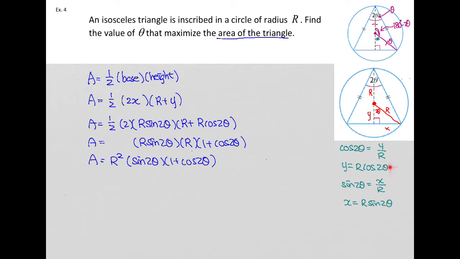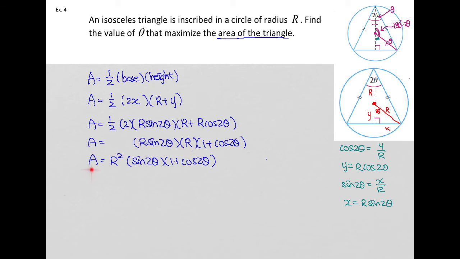Then I can substitute x and y back into the area equation. I will have half times 2 r sine 2 theta times r plus r cosine 2 theta. And as you can see, there is a common factor of r in the last bracket. So I'm going to factor out the r. At the same time, half times 2 is 1. And then I multiply the r and the r together.